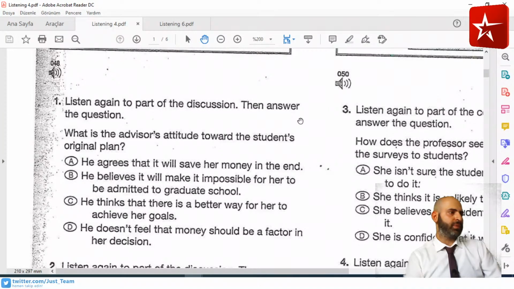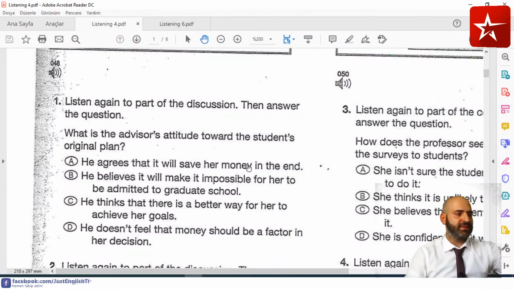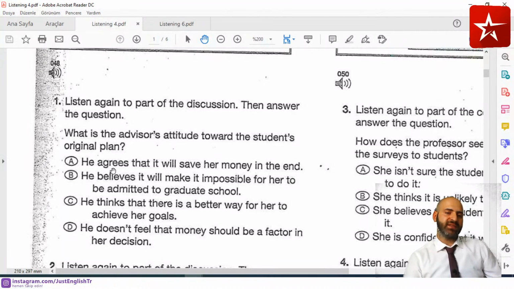I see some possible answers from students and they think C. Okay, let's go until C. Answer A is incorrect because the professor does not agree with Melinda's original plan. This part is correct. It will save money in the end, but he agrees. This part is incorrect. So because of agree, this is not the correct answer.